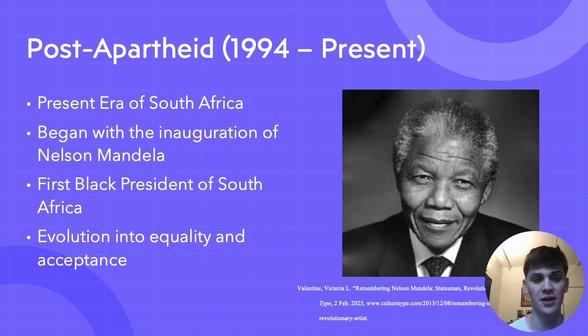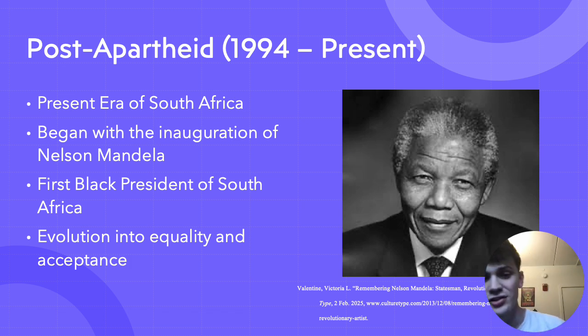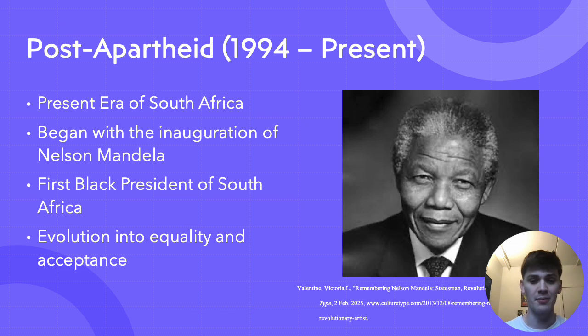It's the present era of South Africa. It began with the inauguration of Nelson Mandela, who is the first black president of South Africa. That's who I have pictured on this slide. It evolved South Africa into equality and acceptance of all people. He attempted to start getting rid of the segregation that was put on by years of the apartheid era. And this is really when South Africa began to shift away from the apartheid era.